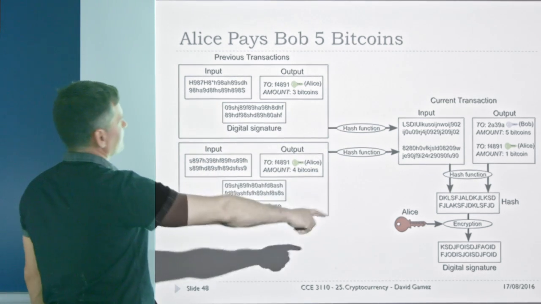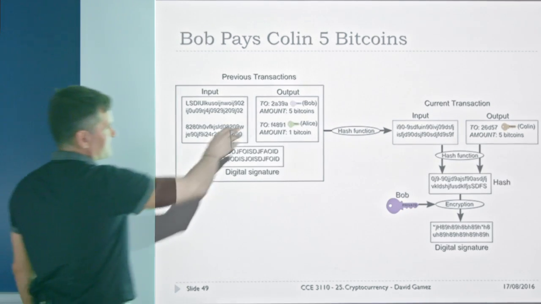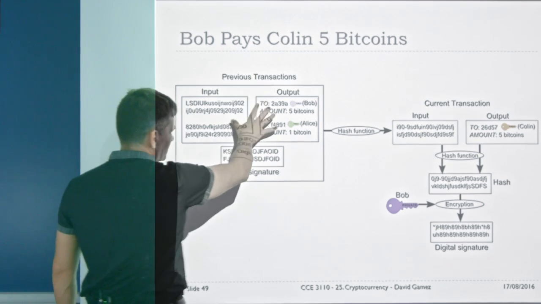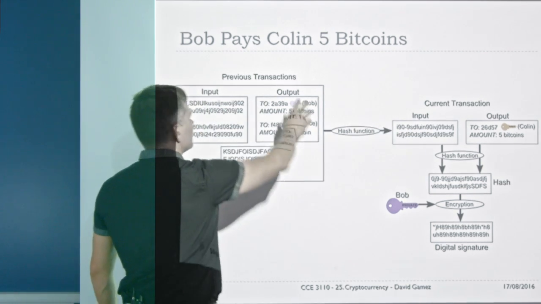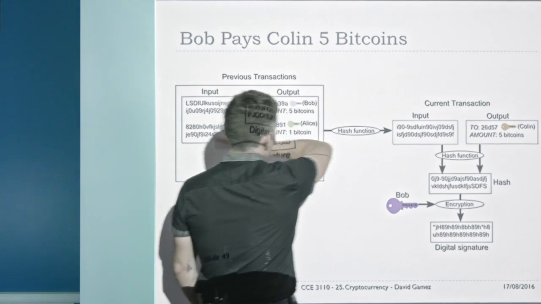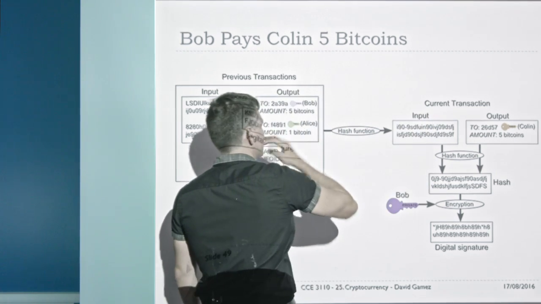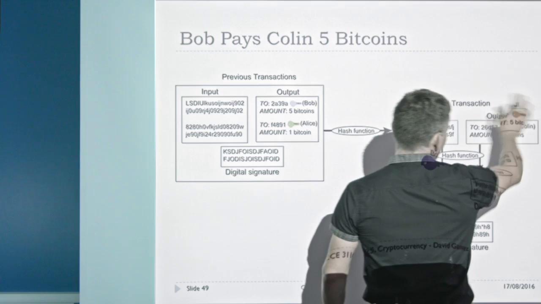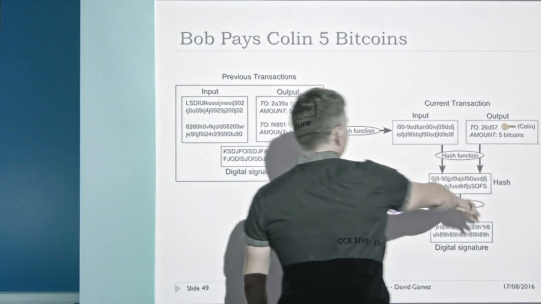So here we have Alice paying Bob 5 Bitcoins. Now Bob's address is associated with those 5 Bitcoins in this transaction. So if Bob wants to pay 5 Bitcoins to Colin, he can use this input from Alice in the previous transaction, take a hash of that, and make that his input to this transaction. So here he's got his 5 Bitcoins coming in, and then he's paying 5 Bitcoins out to Colin, in this case without a transaction fee, and he does exactly the same thing Alice did.